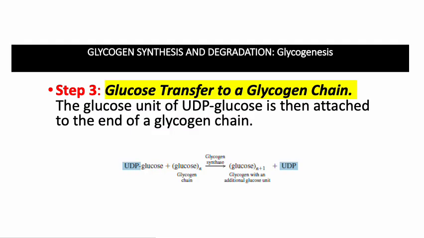Now, the glucose unit of your UDP glucose is attached to the end of your glycogen chain. So step 3 involves the glucose transfer into a glycogen chain. The glucose unit of UDP glucose is then attached here. Glycogen synthase links them together until we form a glycogen molecule. The byproduct is the release of UDP, which is again utilized by the cell to produce other glycogen in this process.